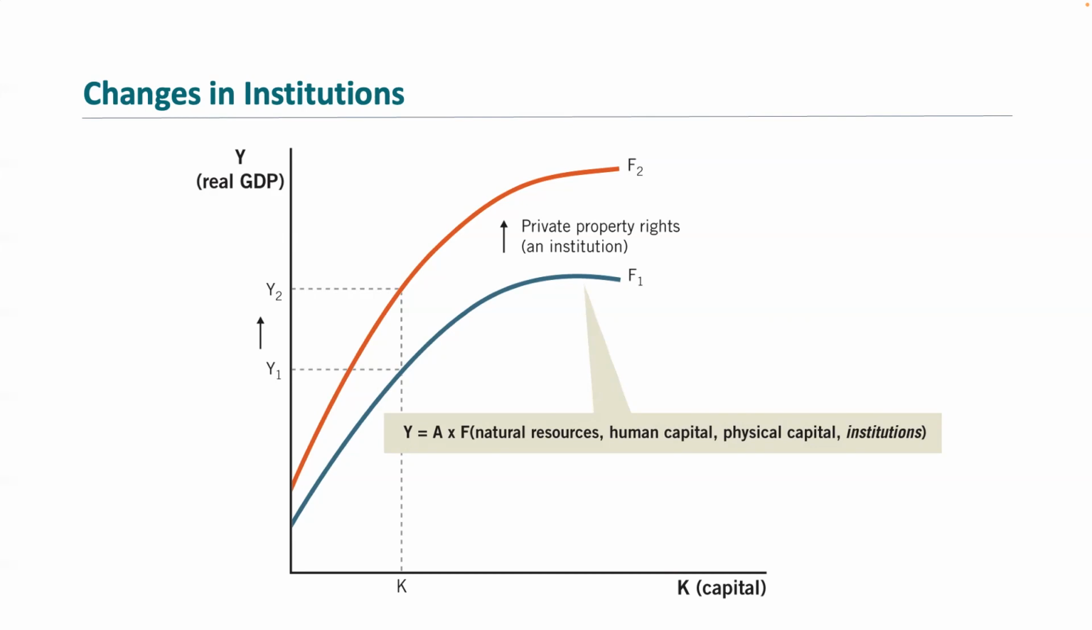This is one reason that we have seen pretty rapid growth in China recently, even though they're not receiving aid. That's because they have a lot more private property rights since they have put more laws into place, and that's caused a lot more production.